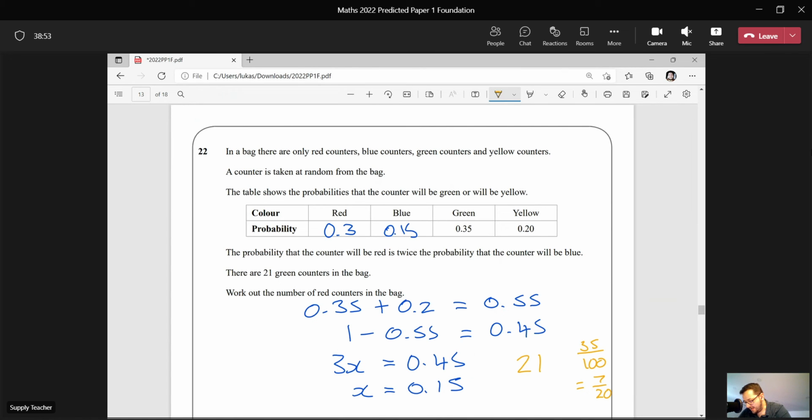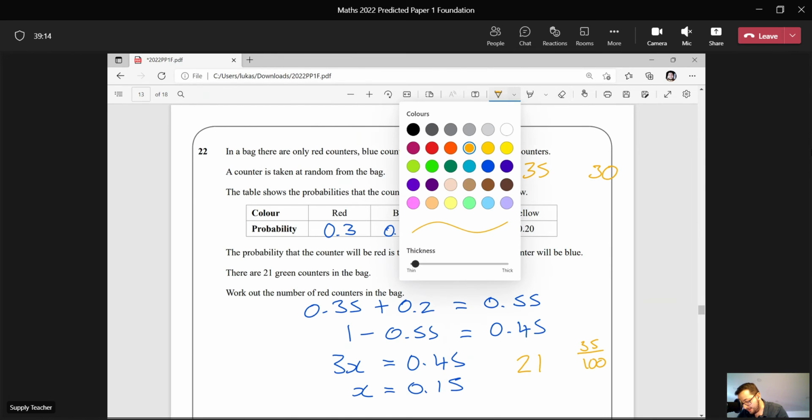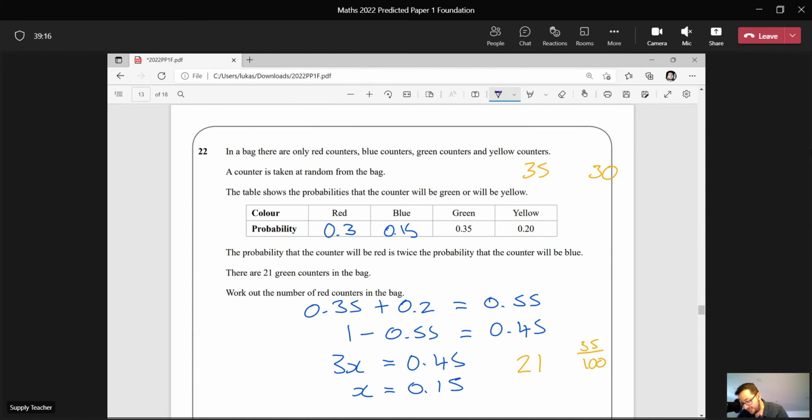Actually, let's make this a bit better. Let me rub that out. Let's do a better idea. So 21 is 35 out of 100. Now we want 30 out of 100. So again, we're looking a bit like the proportion. We're going from 35 to 30, and we're thinking what number is in both of the times tables. They're both in the 5s, aren't they?